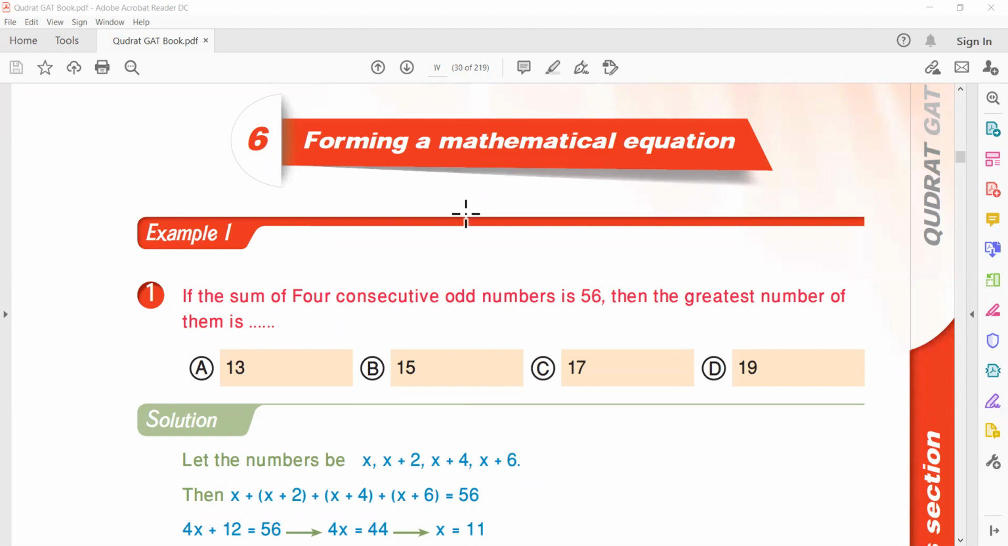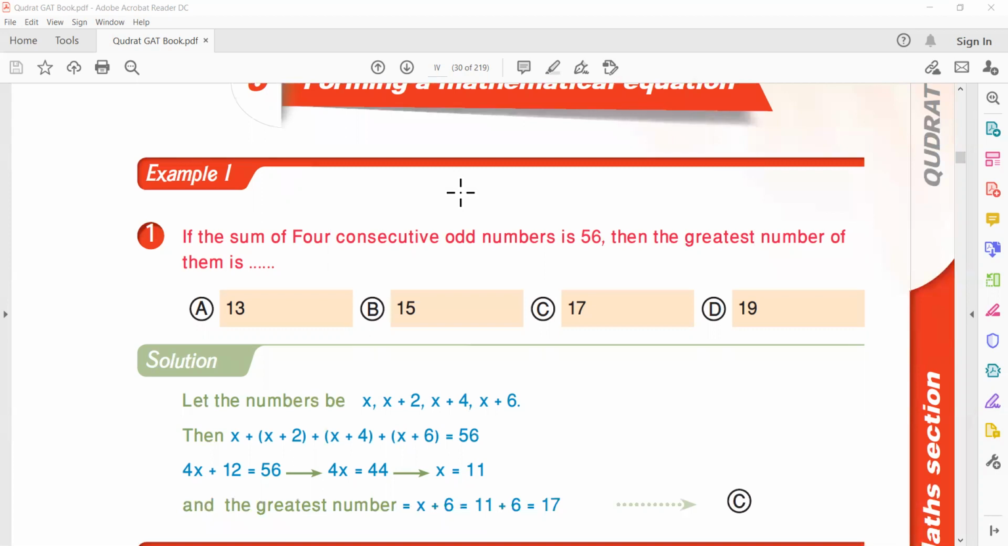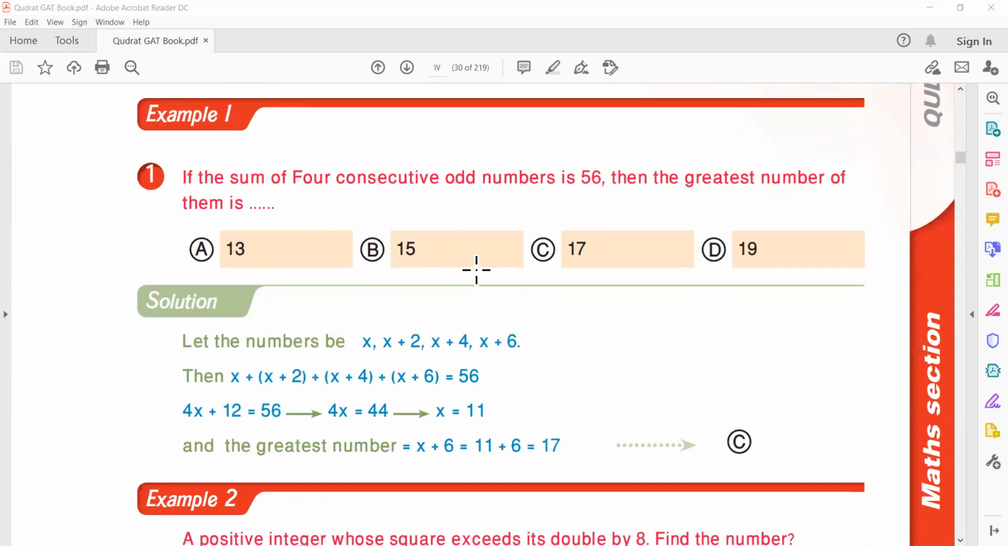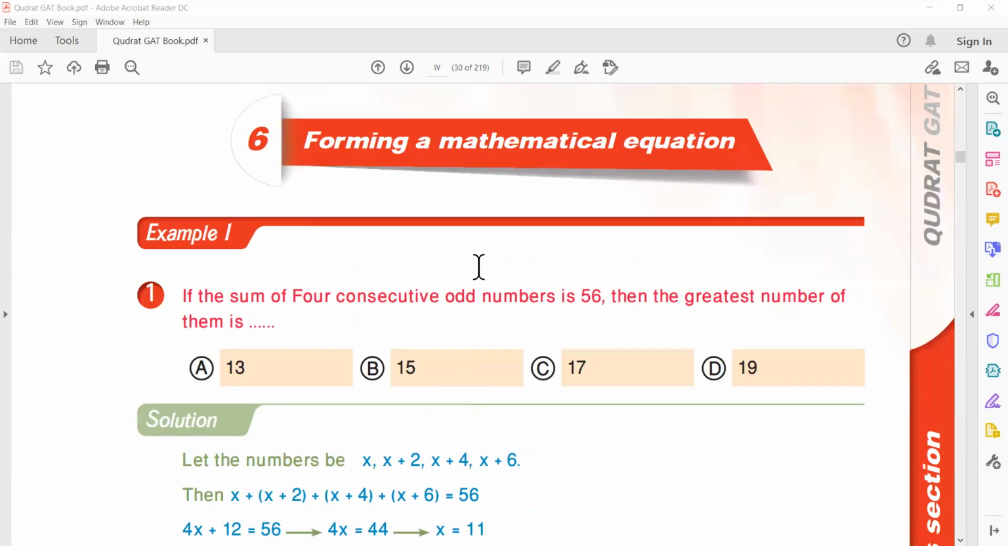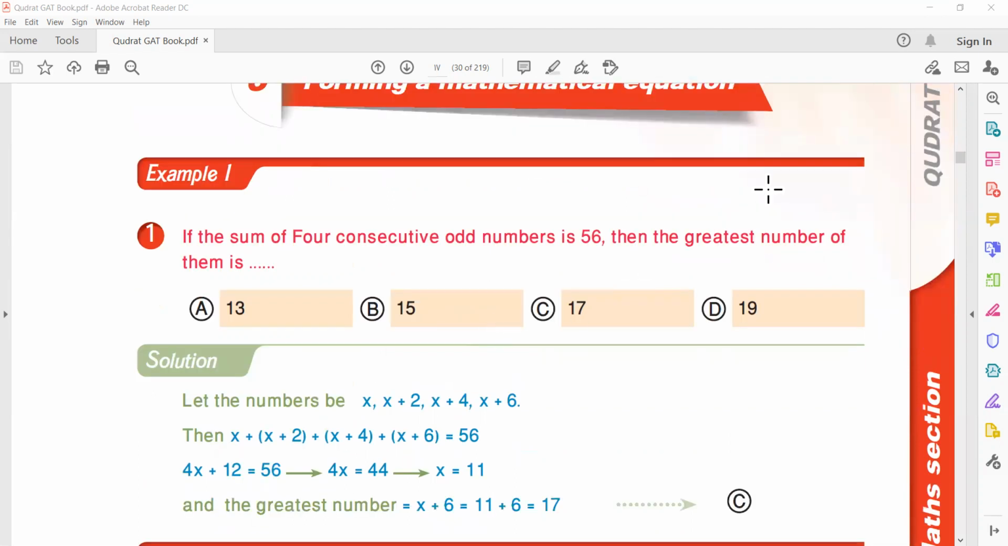Today we are explaining strategy number six: how to solve the problem in a short time. Here, forming a mathematical equation. We can also use a formula or form a mathematical equation, which makes it easy for me when I solve the problems.